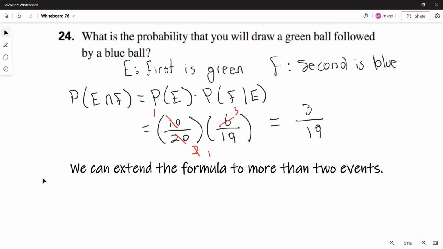So we're going to do an example of that on page number 698, but number 27, example 27.